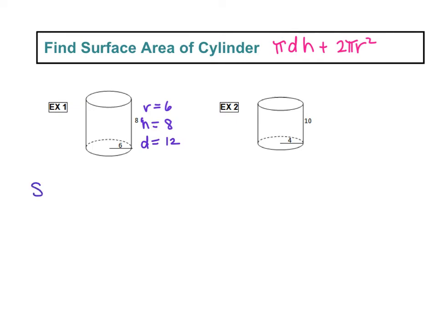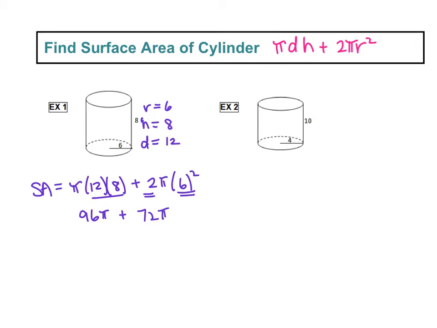So surface area is going to equal pi times our diameter, which is 12, times the height, 8, plus 2 pi r squared, and we're going to plug in a 6 for the r. Alright, so when we simplify this, we'll go ahead and multiply 12 times 8. We're going to get 96, so I'm going to write 96, and I'll put the pi after it, plus, now 6 squared is 36, and then 36 times 2 is 72, and then the pi stays with that.